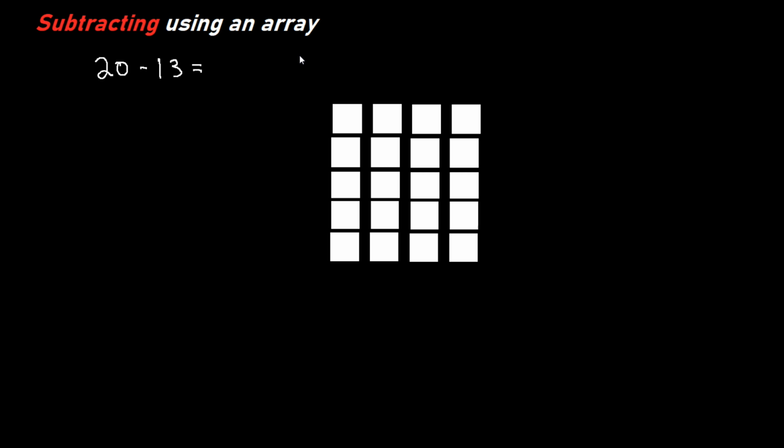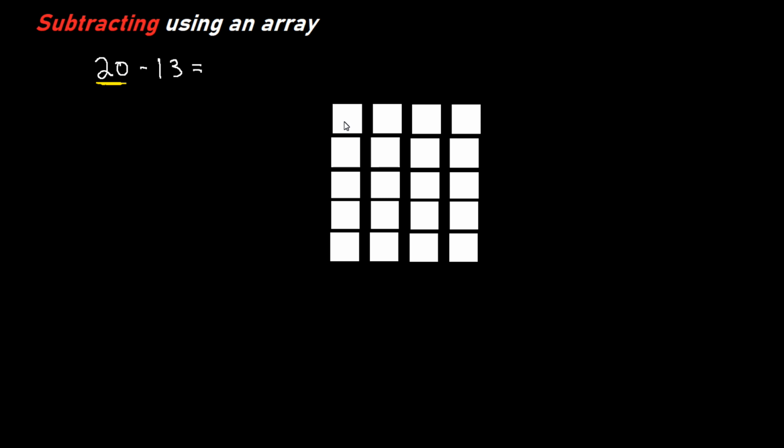Today we're going to learn how to subtract using an array. In this problem I have 20 minus 13. As you notice, I have rows and columns. The goal here is to have an array of the larger number, which in this case is 20.